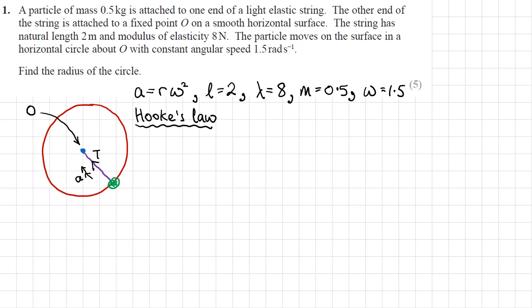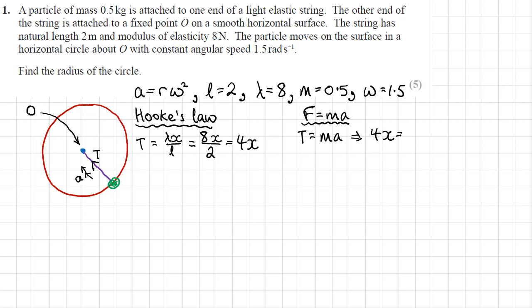So let's start by using Hooke's law to work out the tension in the light elastic string. The tension is going to be lambda x over L. So that's going to be 8, and the extension is x over the natural length 2, so that gives us 4x. Now we're going to use F equals ma, and we're going to resolve towards the center. So we have T is equal to ma. The tension is 4x. The mass is 0.5. And the acceleration is the radius times omega squared. So let's start to fill this in.